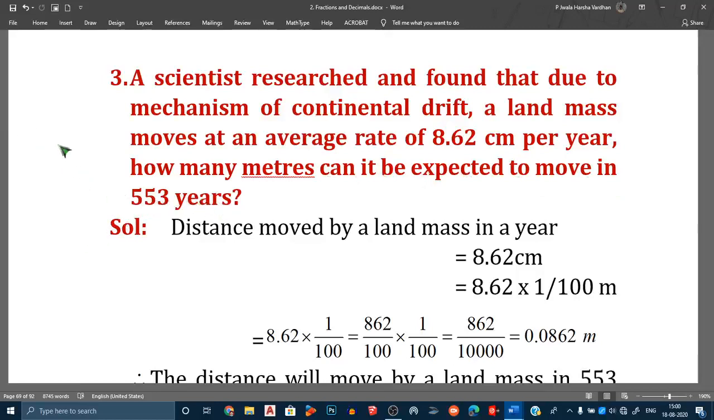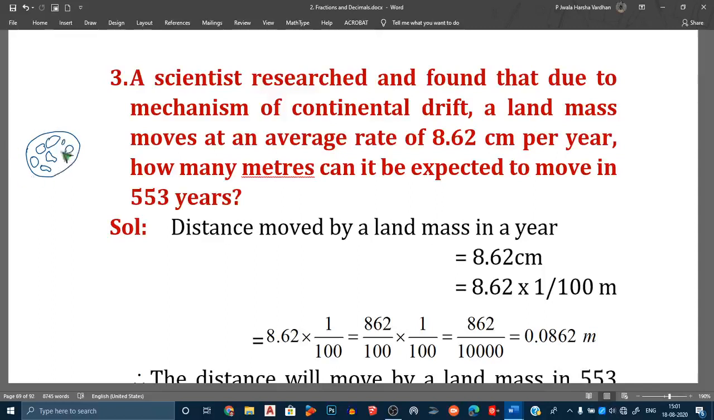A scientist researched and found that due to the mechanism of continental drift. Drift means what? Movement. Continents will move continuously. You know, 7 continents are there. Here Asia is there. Here it is Africa. This spot is Europe and Russia is there. Here North America, and here it is South America. This is Australia. New Zealand and Japan are somewhere here. So these 7 continents continuously move somewhere.